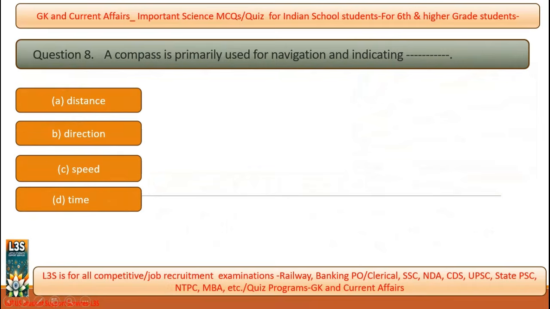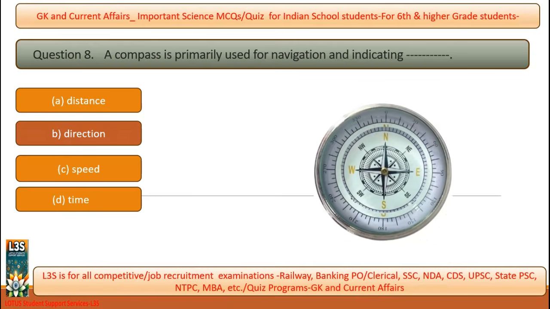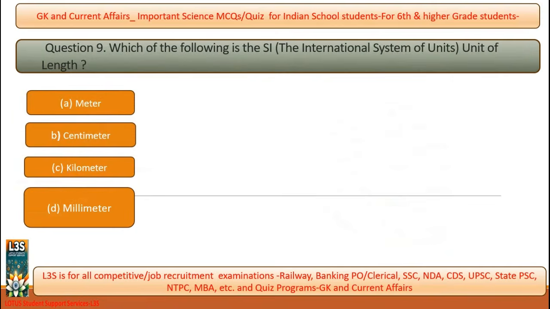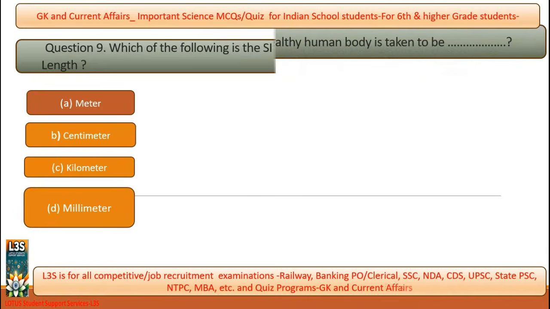A compass is primarily used for navigation and indicating dash. Options are distance, direction, speed, time. Right option here is B, direction. Which of the following is the standard international system of units, SI unit of length? Options are meter, centimeter, kilometer, millimeter. And right option is A, meter. SI unit of length is meter.